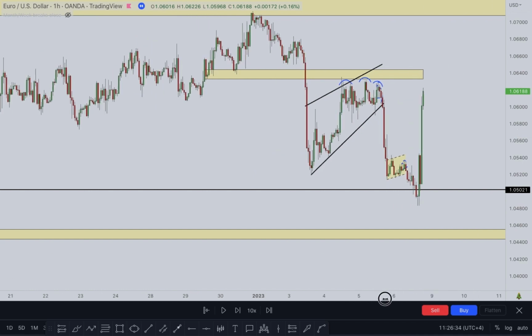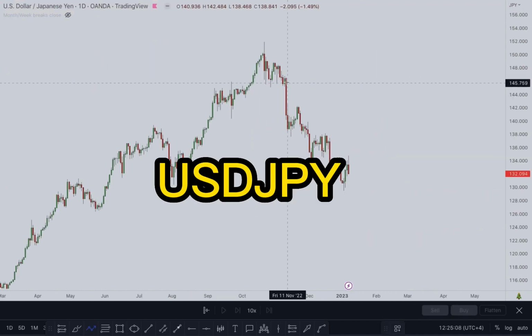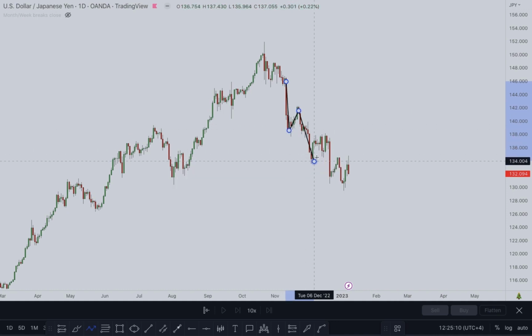Now let's take a look at another pair. So on USDJPY, we have a downtrend. It's a lower low, lower high, lower low, lower high, lower low, lower high, and a new lower low, right? So as long as this high is not broken, this is still a downtrend.